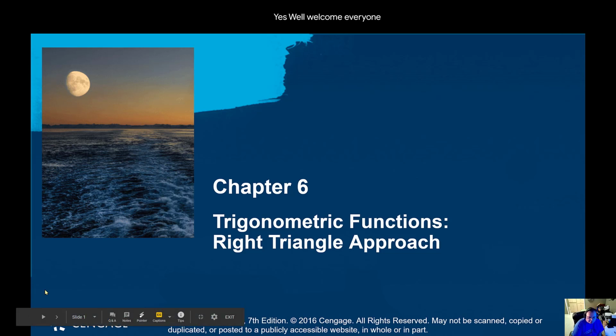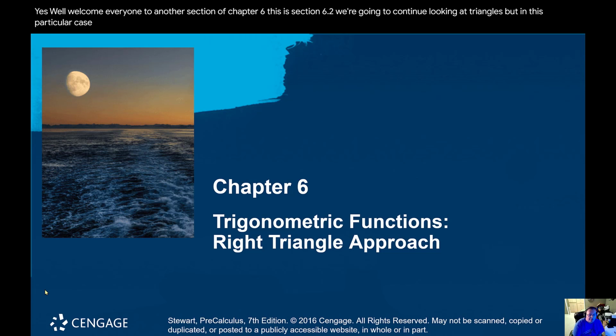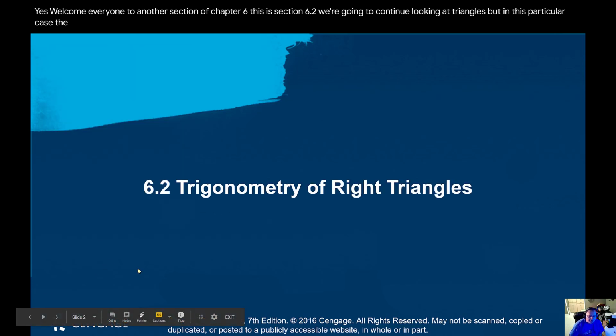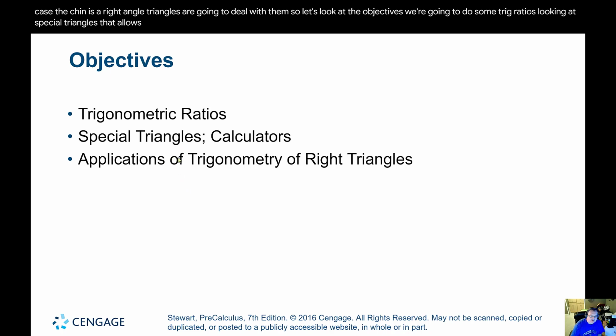Well, welcome everyone to another section of Chapter 6. This is section 6.2, where we're going to continue looking at triangles, but in this particular case, right-angled triangles. We're going to deal with them. So let's look at the objectives. We're going to do some trig ratios, looking at special triangles that allow us to find exact values of sines, cosines, 6 trig ratios, and applications of them.